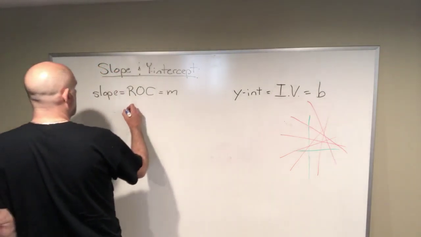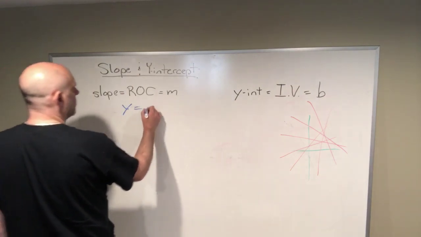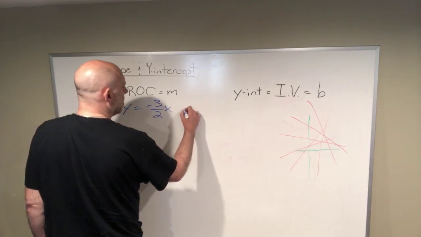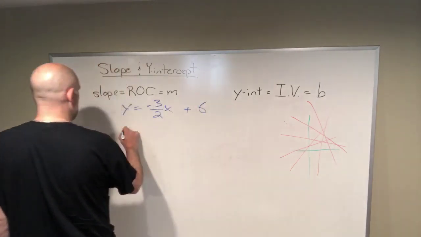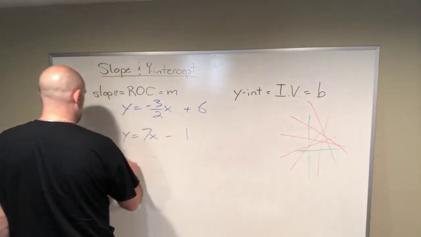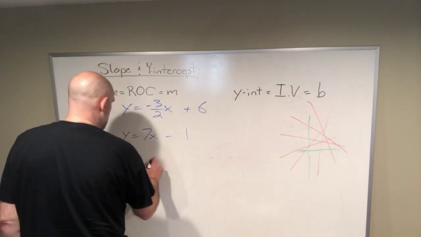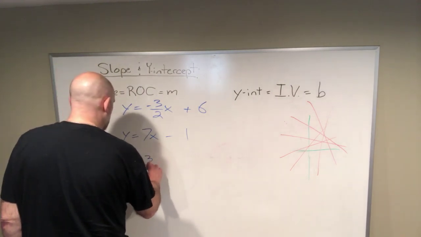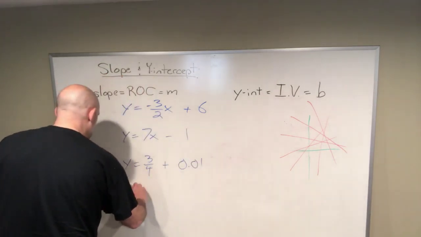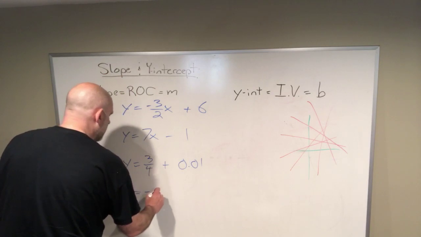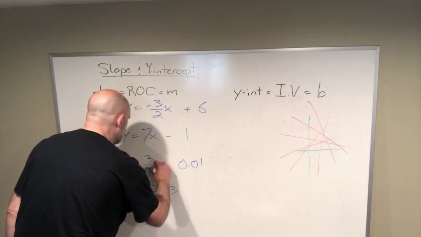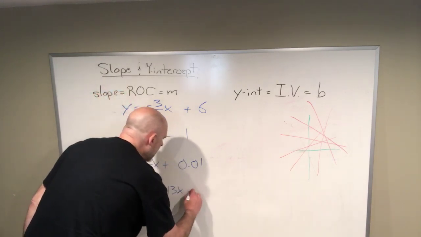No worries, no worries. Okay, so I'm going to write a bunch of lines here. These are all different lines. y equals negative 3/2 times x plus 6. y equals 7x minus 1. y equals 3/4 x plus 0.01. y equals negative 2.213 x minus 10. Sorry, there should be an x there.